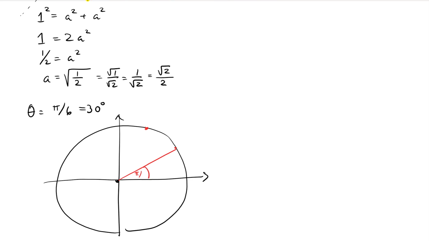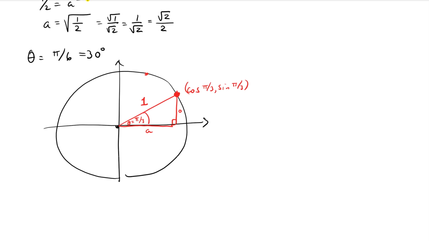So this is pi over 3. Okay, theta is pi over 3. Again, this point here will be cos of pi over 3, sine of pi over 3, and those will correspond to the lengths of the legs of that right angled triangle. So this side is 1 since it's the hypotenuse, and we're kind of missing the adjacent side and the opposite side. We're missing everything here. Well, the two sides.